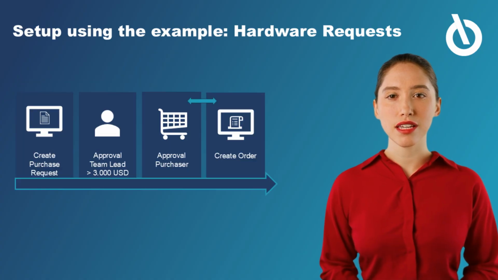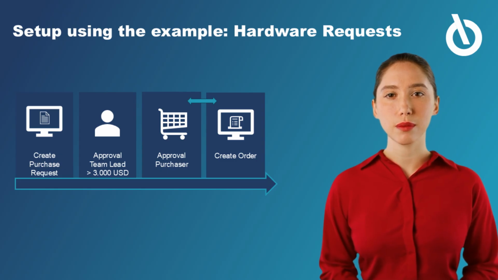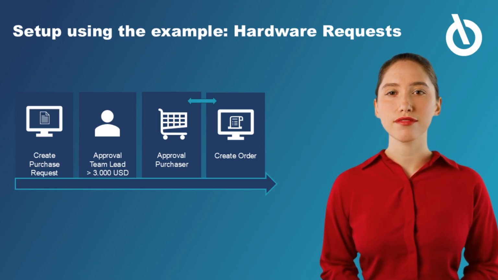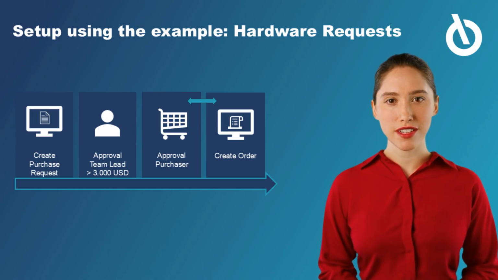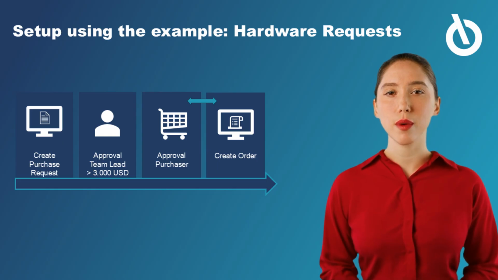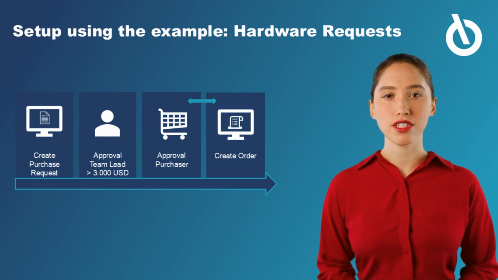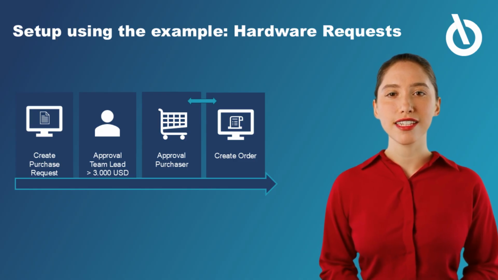For our example, the purchase request workflow is specified so that after a hardware requisition over $3,000 is received, it is first reviewed and approved by the team leader. The next step involves a further review by the purchaser. Their approval creates the corresponding order. If the purchase request is less than $3,000, it is sufficient for only the purchaser to check and approve it. Let's set up the purchase request workflow in Business Central.